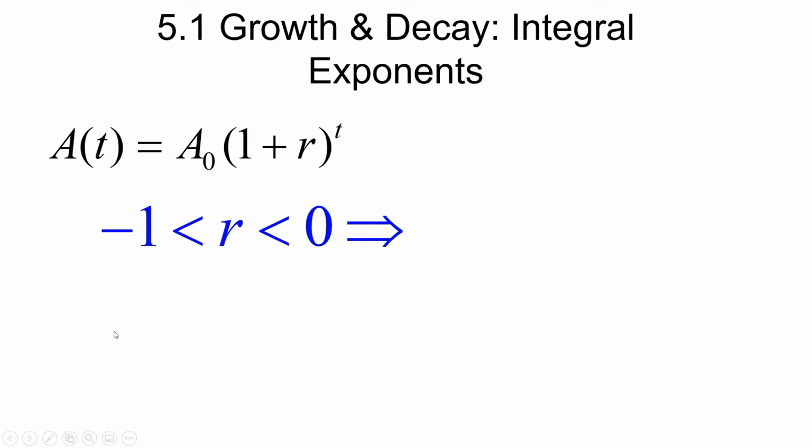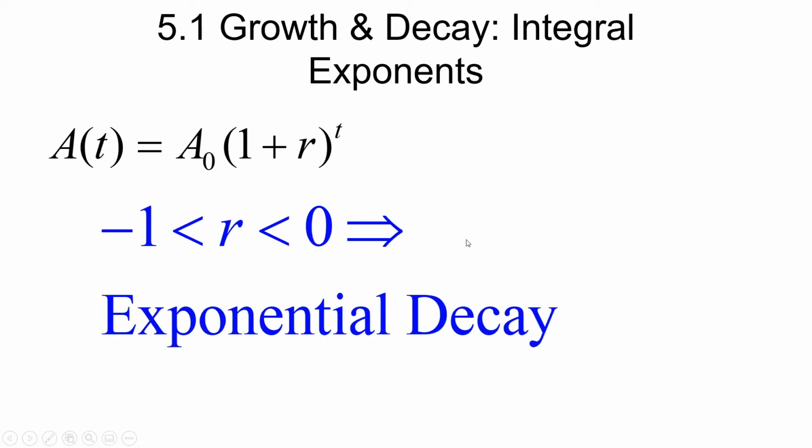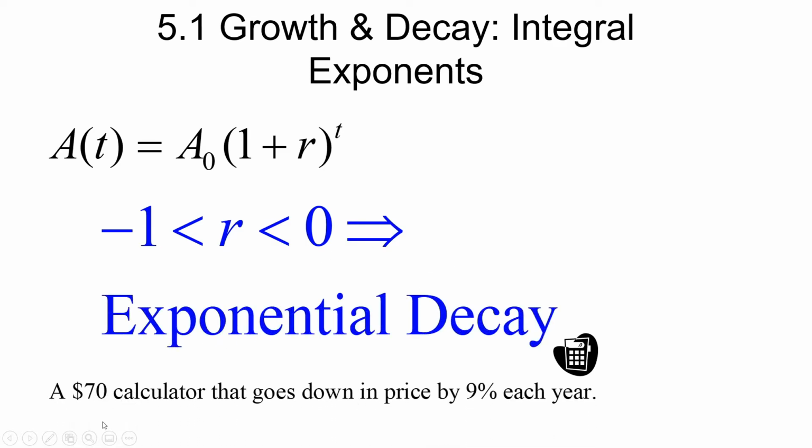So, I just kind of mentioned this, but I talked about the entire growth factor instead of just the growth rate. If the growth rate is a number between -1 and 0, then I'm going to have exponential decay. Okay? So, a $70 calculator that goes down in price by 9% each year. So that's going to be a growth rate of -0.09 right there.